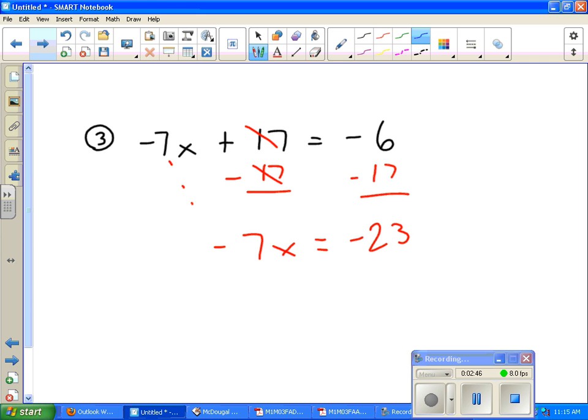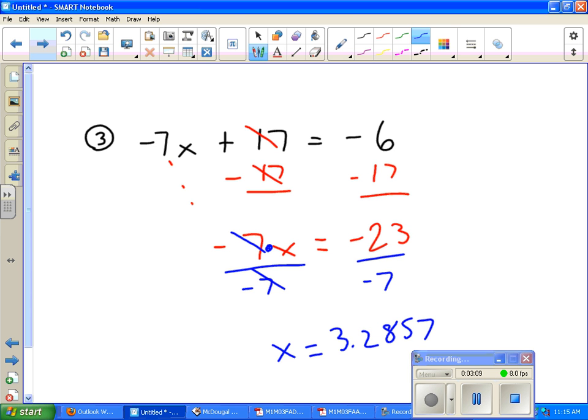Now it says negative 7 times x. Do the inverse of times and divide. You want to keep x, so divide by negative 7. Cancel out. Divide the left by negative 7, you have to divide the right by negative 7. A negative divided by negative is going to be positive, and you're going to get the number 3.2857. It's going to keep going.